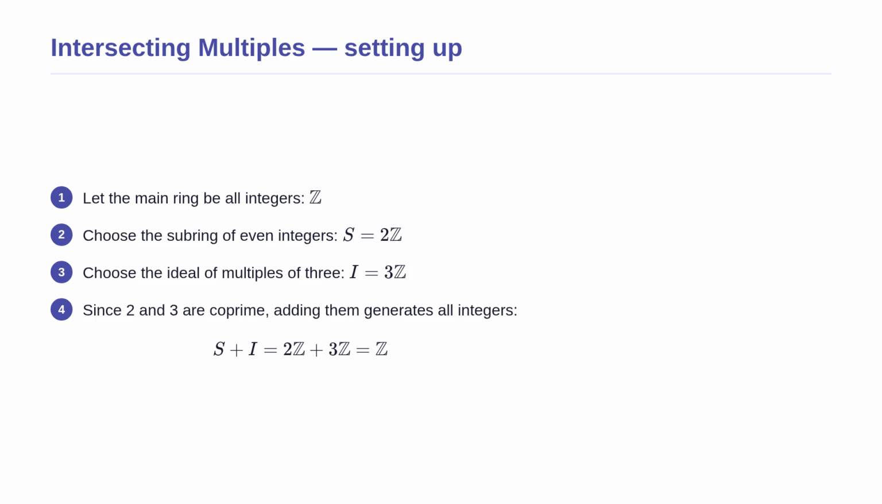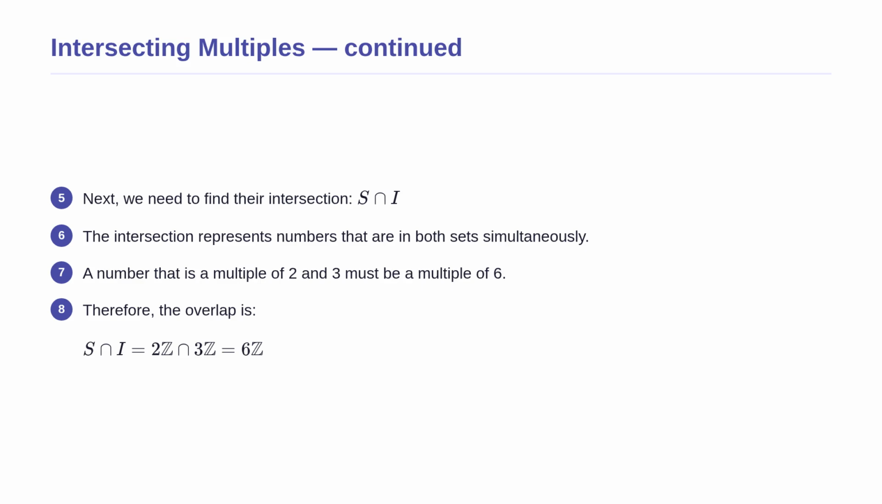First, we need to figure out what happens when we add these two sets together to form S plus I. Because 2 and 3 share no common factors, adding multiples of 2 and multiples of 3 allows us to generate every single integer. Therefore, the combined set S plus I is just the entire ring of integers Z. Continuing with our example, we now have the combined set.